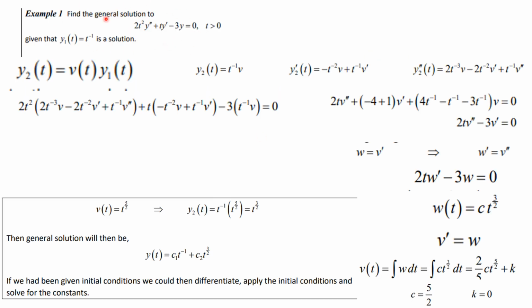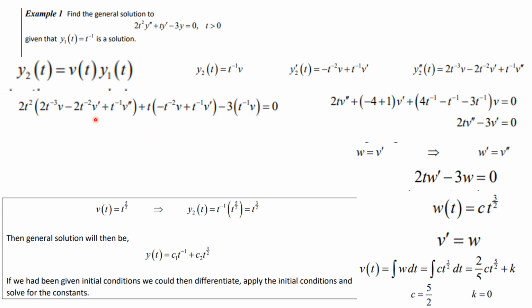And the problem itself is up here. So this time we're going to let y2 of t equal v of t times y1 of t. And in our case, where y1 is 1 over t, this is what y2 is. This is what the first derivative of y2 is using the product rule. And this is what the second derivative is using the product rule multiple times. So we're going to take these values for y2 and substitute them into my equation up here. And that's what we're doing here.